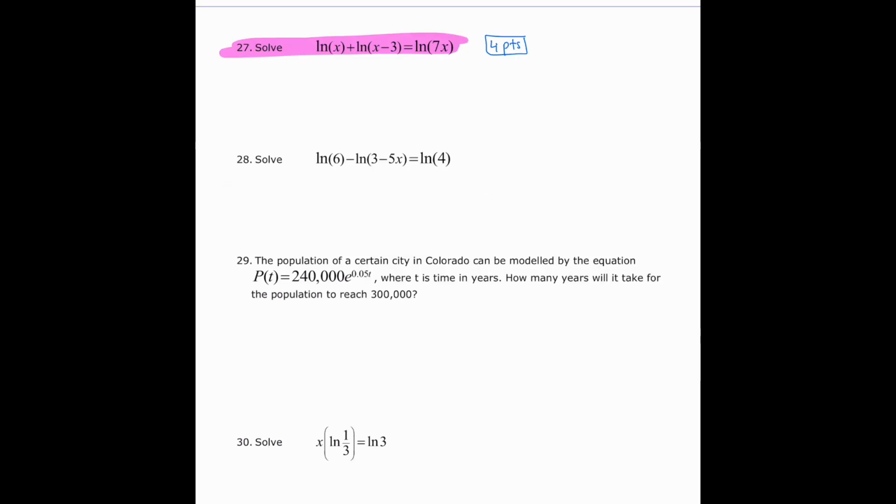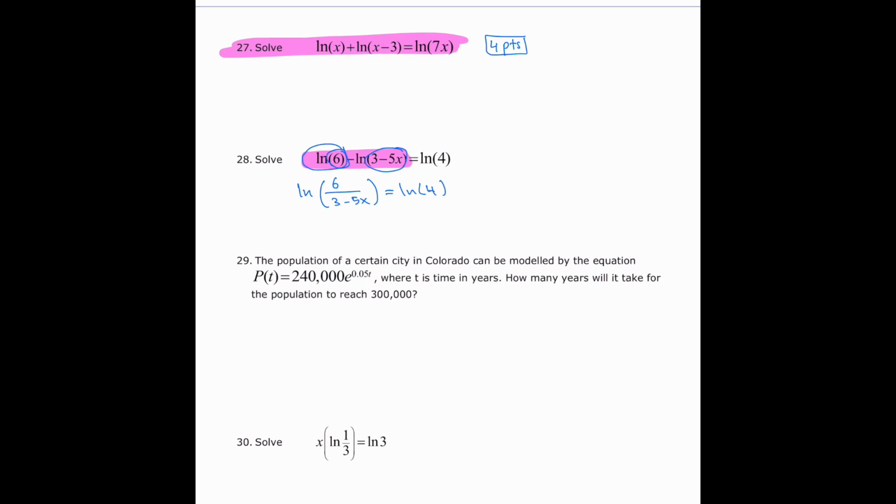I will solve question number 28. ln 6 minus ln 3 minus 5x equals ln 4. Notice how the left-hand side is subtraction of logarithms, which means I can turn that into division of arguments. So I can compress that expression into ln of 6 over 3 minus 5x. So the positive one goes in the numerator, the negative one goes in the denominator, equals ln of 4.